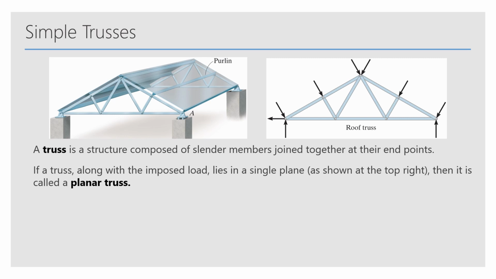So what is a truss? A truss is a structure composed of slender members joined together at their endpoints. If a truss, along with imposed load, lies in a single plane, as shown on the top right, then it is a planar truss. This can often be found in roofs.